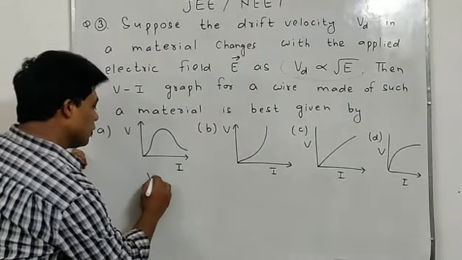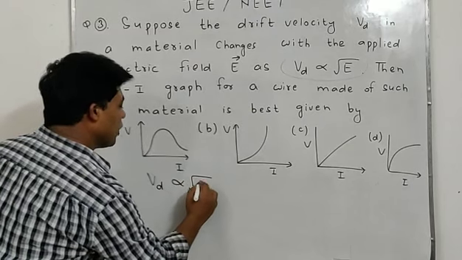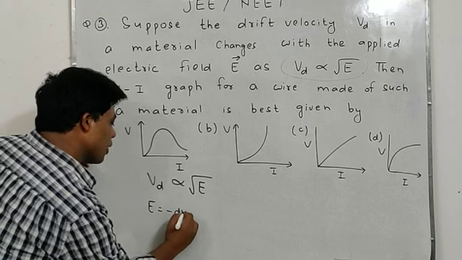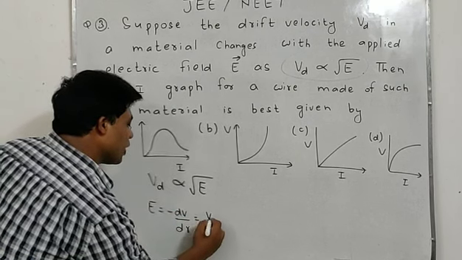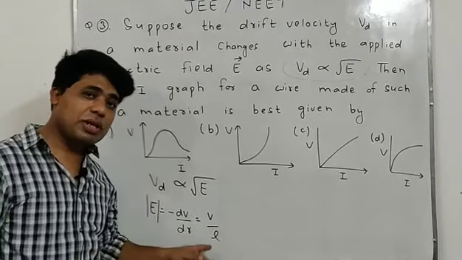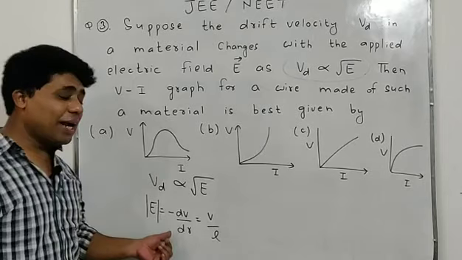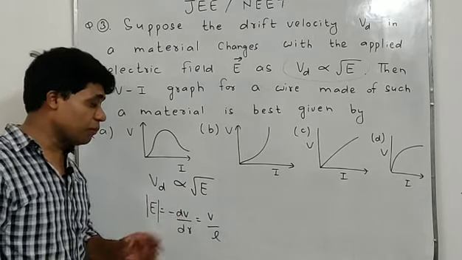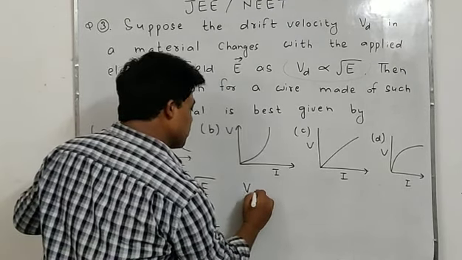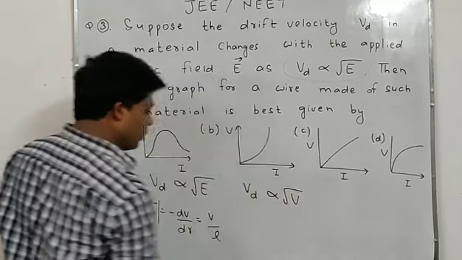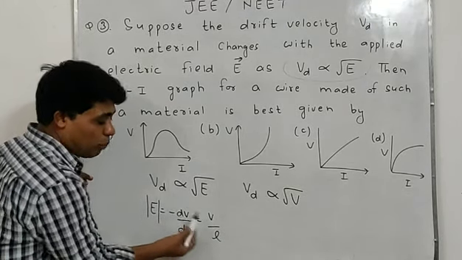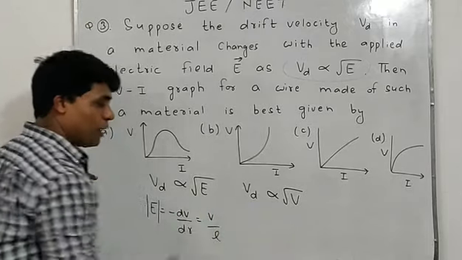So how can you find? Let's start, students. Vd proportional to root E, that we are given. We know the relation E equals minus dV by dr. Either we can write it as V by L on taking modulus, where V is potential and L is the length, the distance. That is the relation between electric field and potential. So electric field is directly proportional to potential. So we can write Vd proportional to root V, because E is directly proportional to potential V. So E is replaced by V.